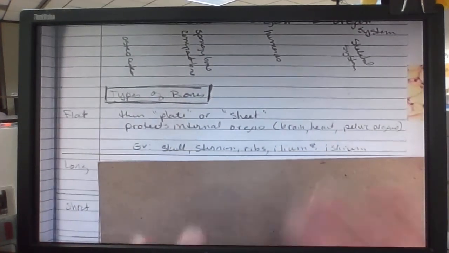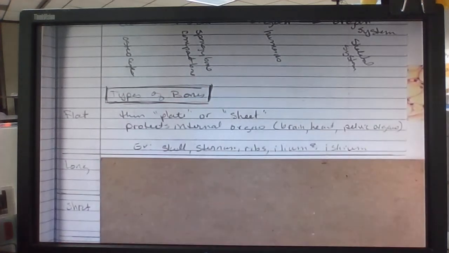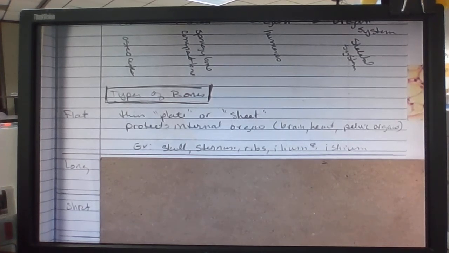Makes sense that they would be thin, they'd be like sheets, they'd be flat, but they're not all flat like a piece of cardboard. They might just be a thin sheet. Your skull is an example of a flat bone, but we would never think of a skull being flat. It's just its structure is like a thin plate or sheet that's curved.